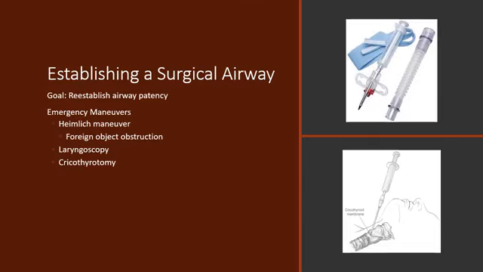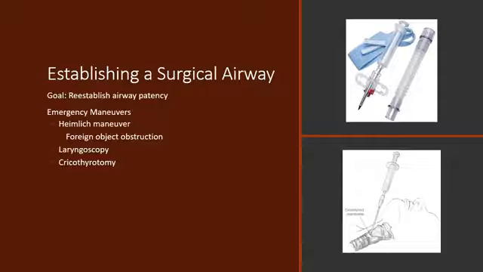Now, in terms of establishing a surgical airway, once again, our goal here is to reestablish airway patency. So we've lost the airway for some reason, whether it's infection, swelling, foreign object, whatever it is, we no longer have a patent airway, and this is of critical importance because if the patient doesn't breathe, they're going to expire very, very shortly. So that's our number one goal, to make sure that we have a well-ventilated, well-oxygenated patient. And so with a surgical airway, our goal is to reestablish that airway patency.